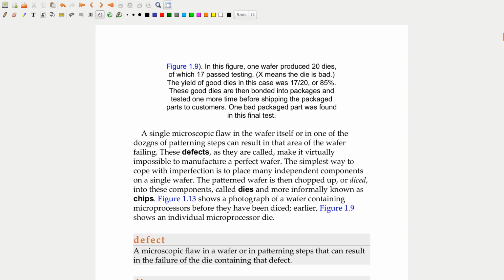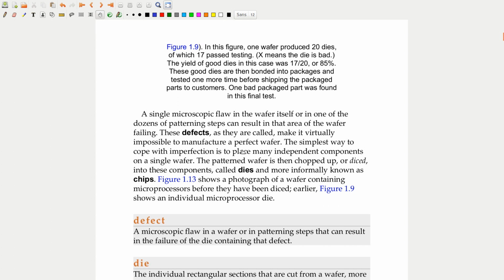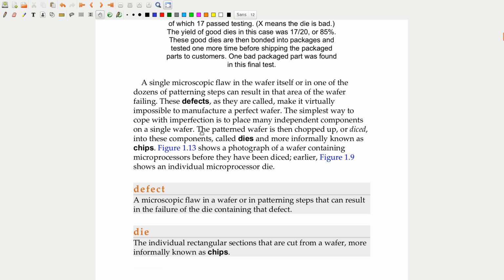Okay. So here we go. Like a single microscopic flaw in the wafer can cause something to fail. And then these defects, okay, so they're just calling them defects. The patterned wafer is then chopped up or diced into these components called dies. So that's what we call those individual chips after we separate them from that big circular wafer that we have originally. 20 to 40 processing steps. That's like all the actual making of the chips, but not really necessarily to know for this stuff.